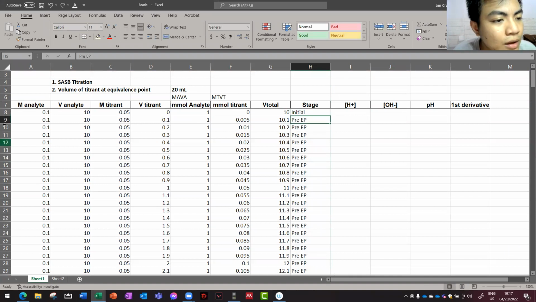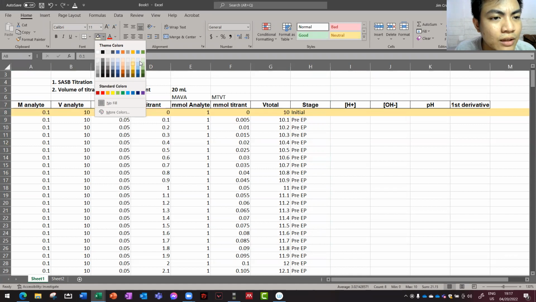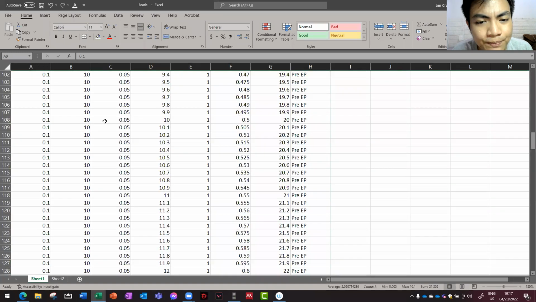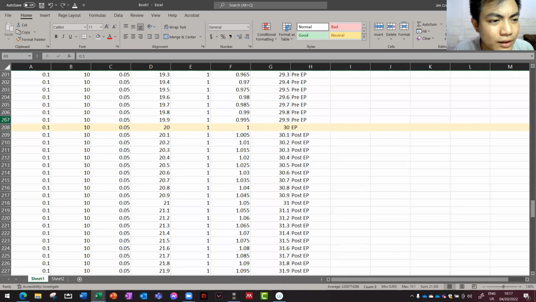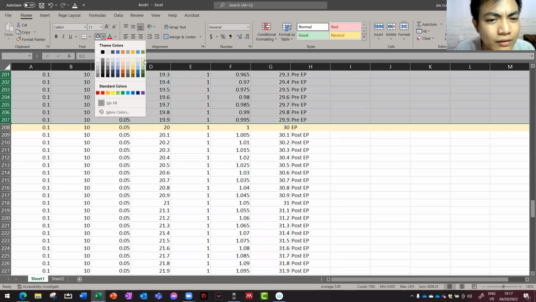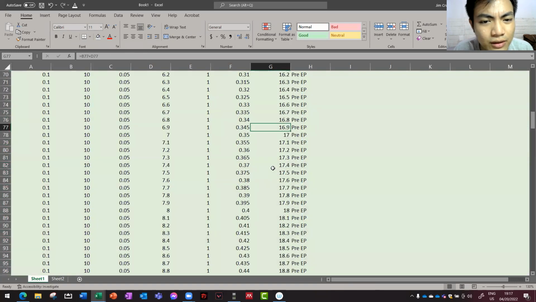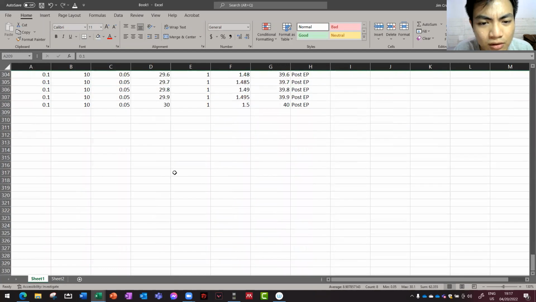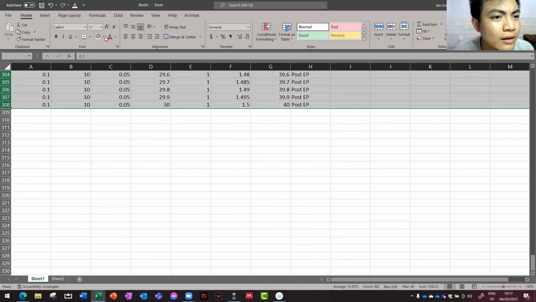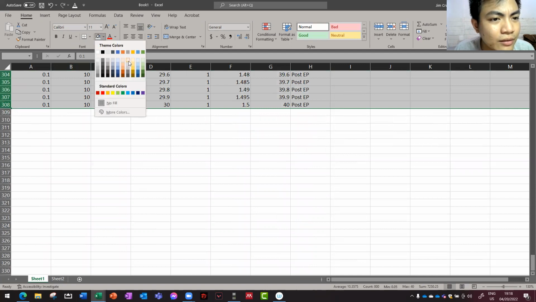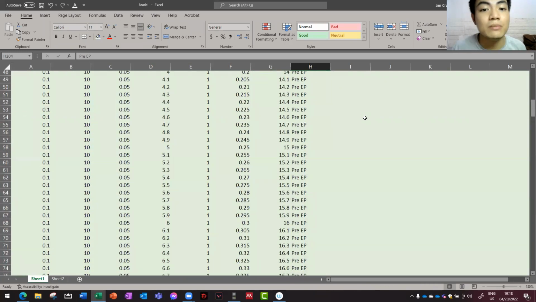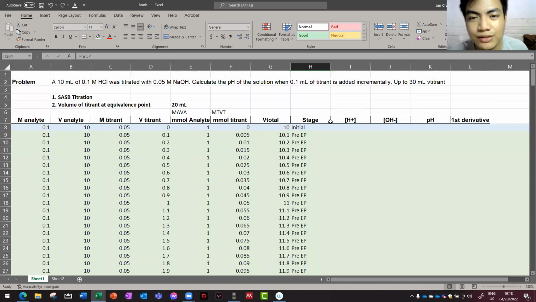Okay. I'll assign some colors so that I will not get confused later. So for initial, I colored it blue. For the pre-equivalence point, anong color kaya? Green na lang. At the equivalence point, I colored it as yellow. And at the post-equivalence point, I'll color it as anong color? Gray na lang. Okay. So there you go. I have different colors so that I will be reminded that at each stage, iba-iba yung equation.